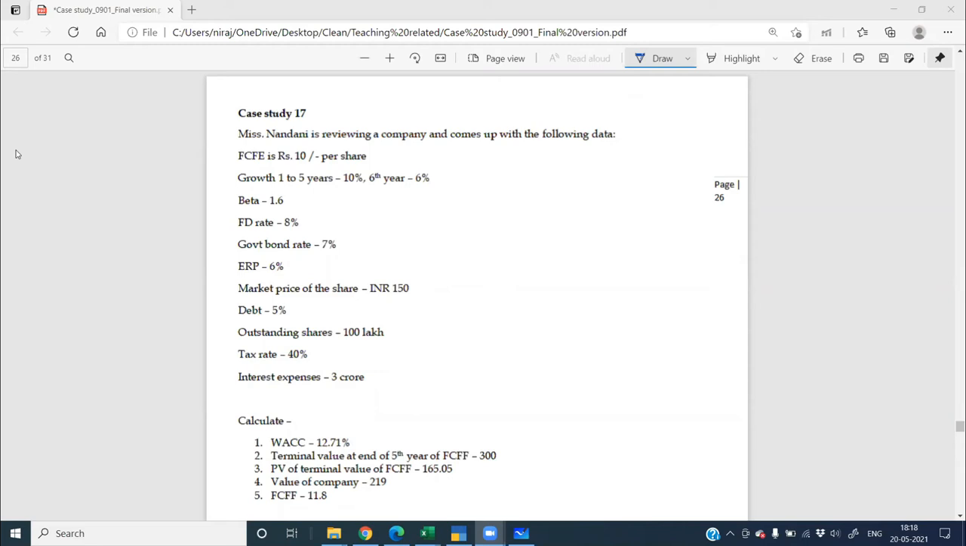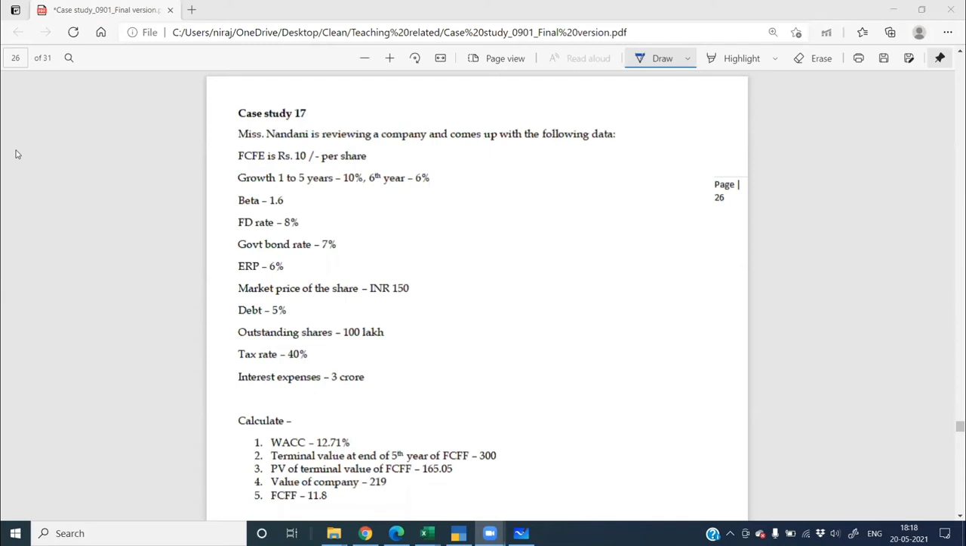It's a very simple case study. It's not at all complicated for people who have already done so many case studies. I don't think this case study can confuse you. But I would request all of you to take 2 or 3 minutes and read the entire case study, because once I start solving, it will be very quick. So first we will read the case study.